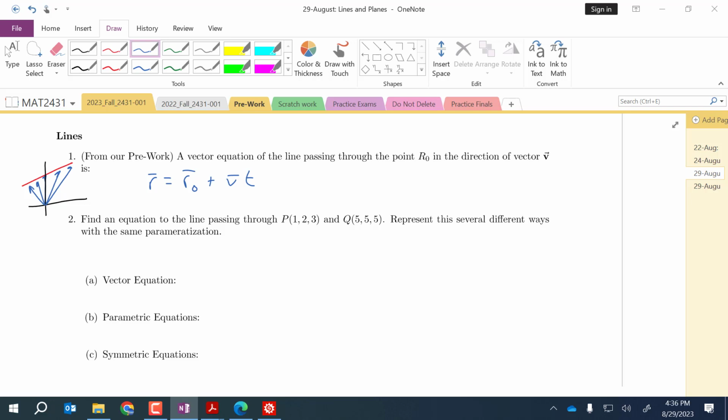But this gives me a new vector, right? Which is r. And r has a point to it, a tip. And that collection of all those tips, all the vectors that satisfy this equation here for all values of t is our line. Okay?